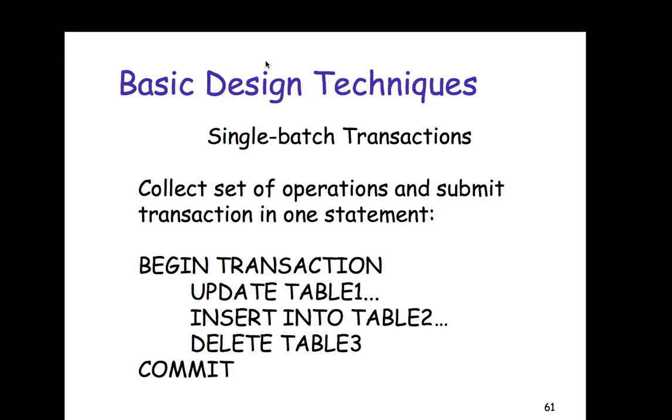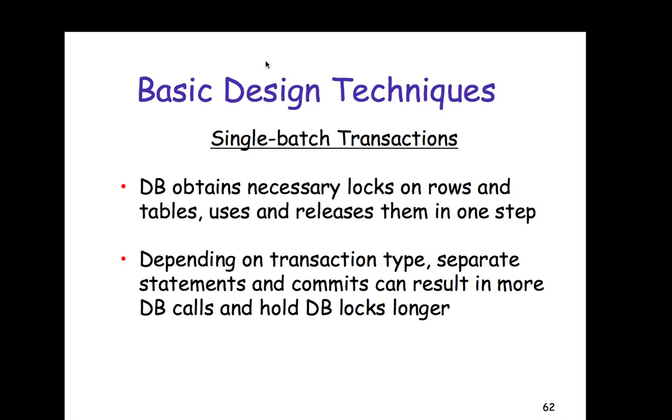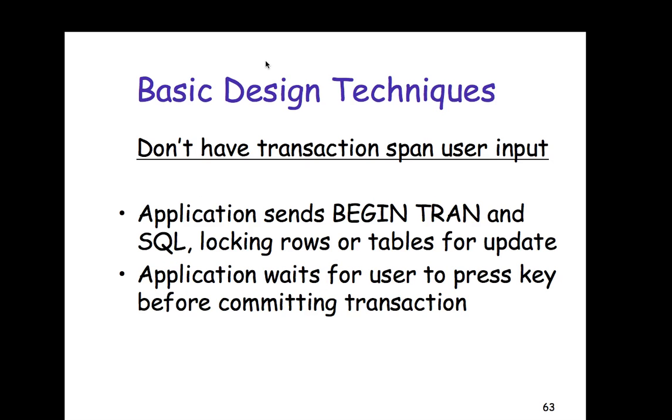Single batch transactions: grouping queries together, sending them in a group over multiple connections, and then running the transaction as an organized set of queries instead of doing them individually, which is an interesting concept. In a single batch transaction, the database obtains the necessary locks on rows and tables and releases them in one step, depending upon the transaction type. Separate statements and commits can result in more database calls. So basically, you're only locking it for one particular transaction to complete. When you're completing it, you're committing it and moving on to the next transaction. So it's a way of organizing it.